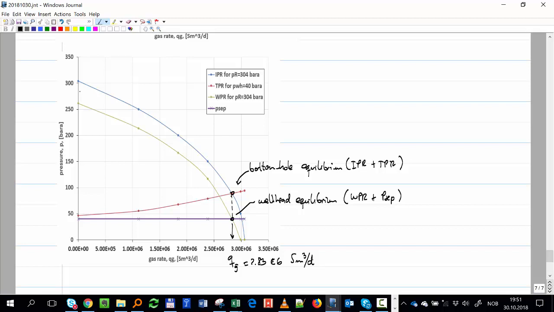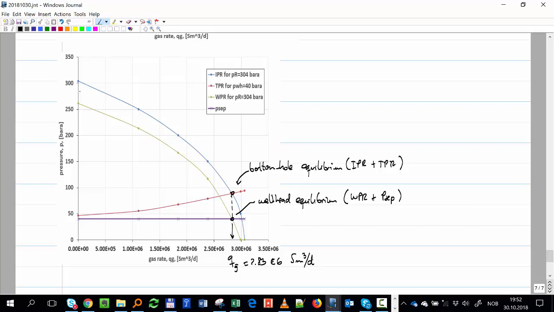Yep, that's clear? Now, I ask you if you understand that, right? Could you repeat that explanation? What are the red and the blue curves? What are those?